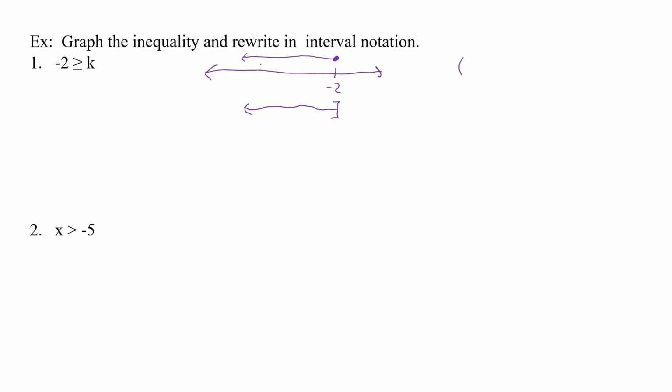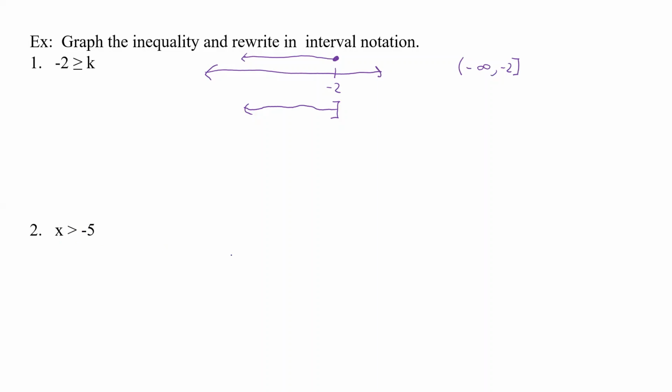Now, if we think about the interval notation, we're going from this direction all the way over here. So that's going from -infinity up to -2, and then we have the bracket. Sometimes the bracket's nice because we know we have to have a bracket here, but a closed circle represents a bracket as well. And so that would be our interval notation.